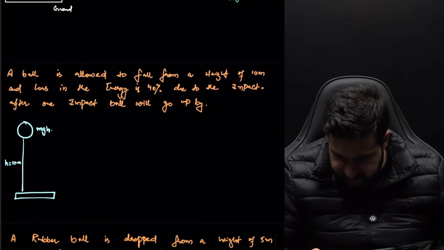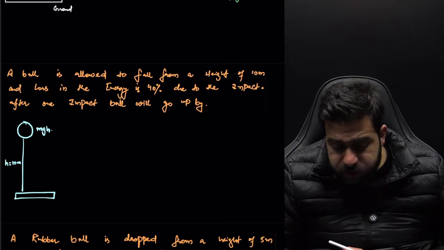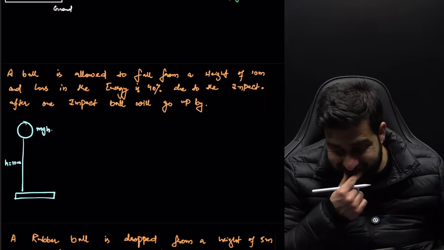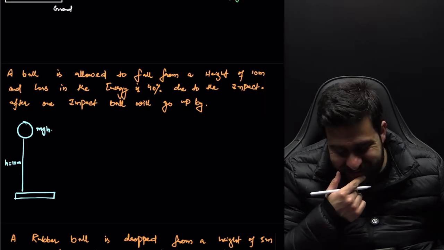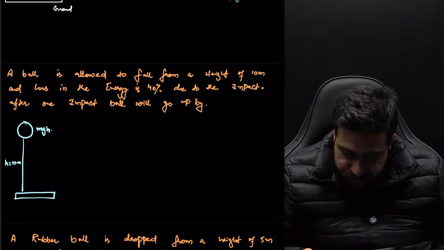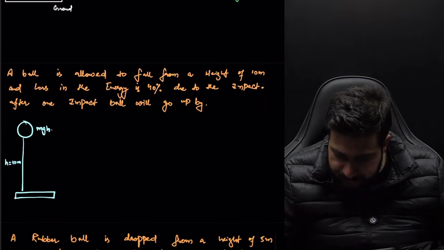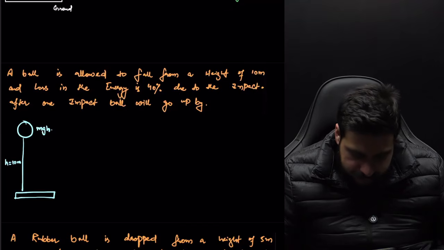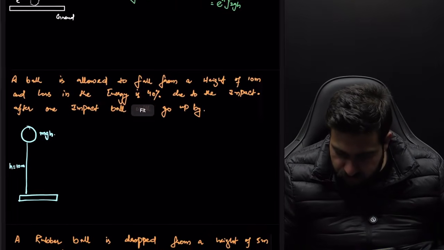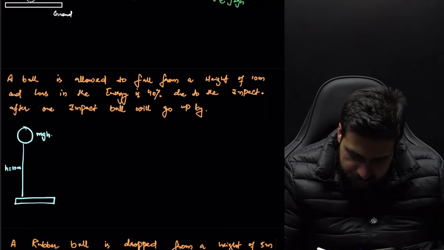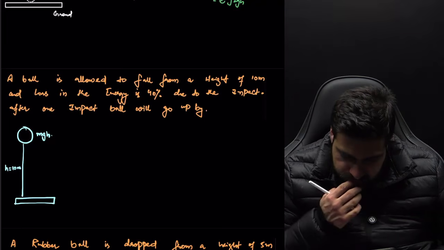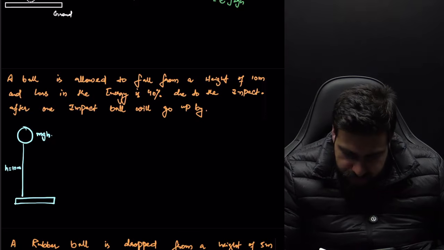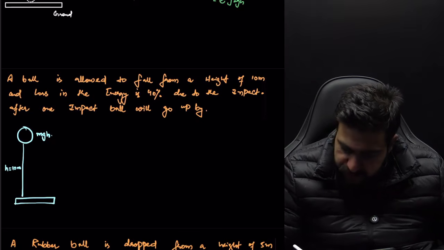Then it says the loss in the energy is 40%. In this case, energy loss is 40% due to the impact. A ball is allowed to fall from a height of h equal to 10 meters. Loss in the energy is 40% due to the impact.